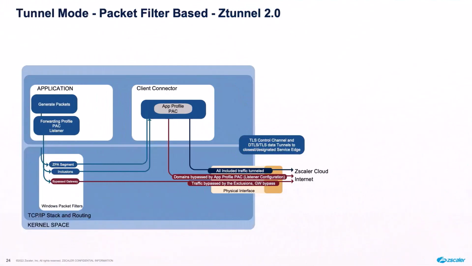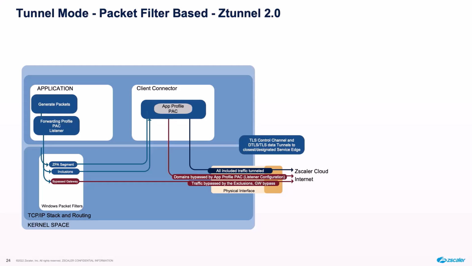Let's understand a bit of detail around those tunnels. Within my application, it's going to generate some traffic, and it may understand what a forwarding PAC file is. It might look at Internet Explorer and bring in the PAC file. And so that PAC file decision says, should I send it to the Client Connector?